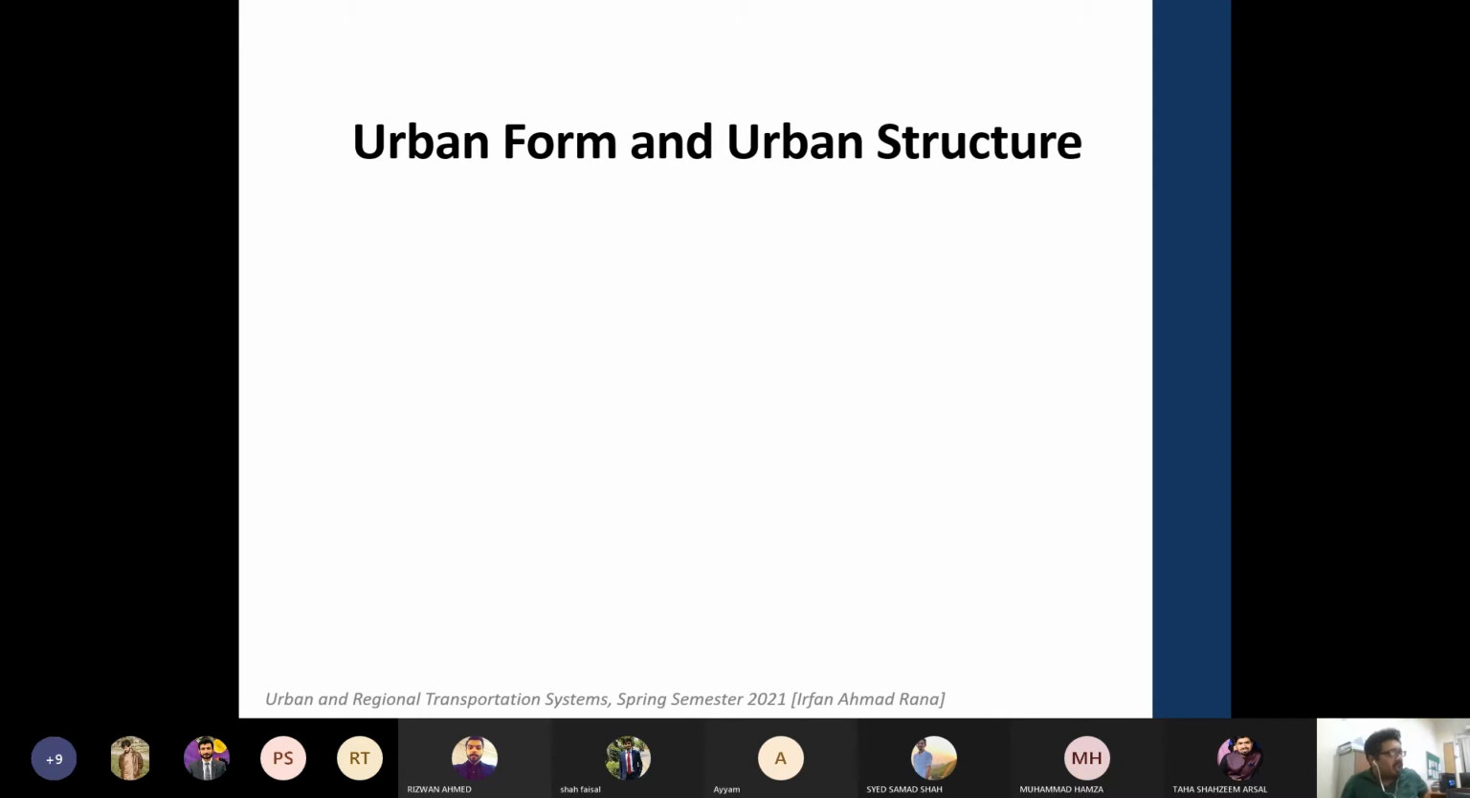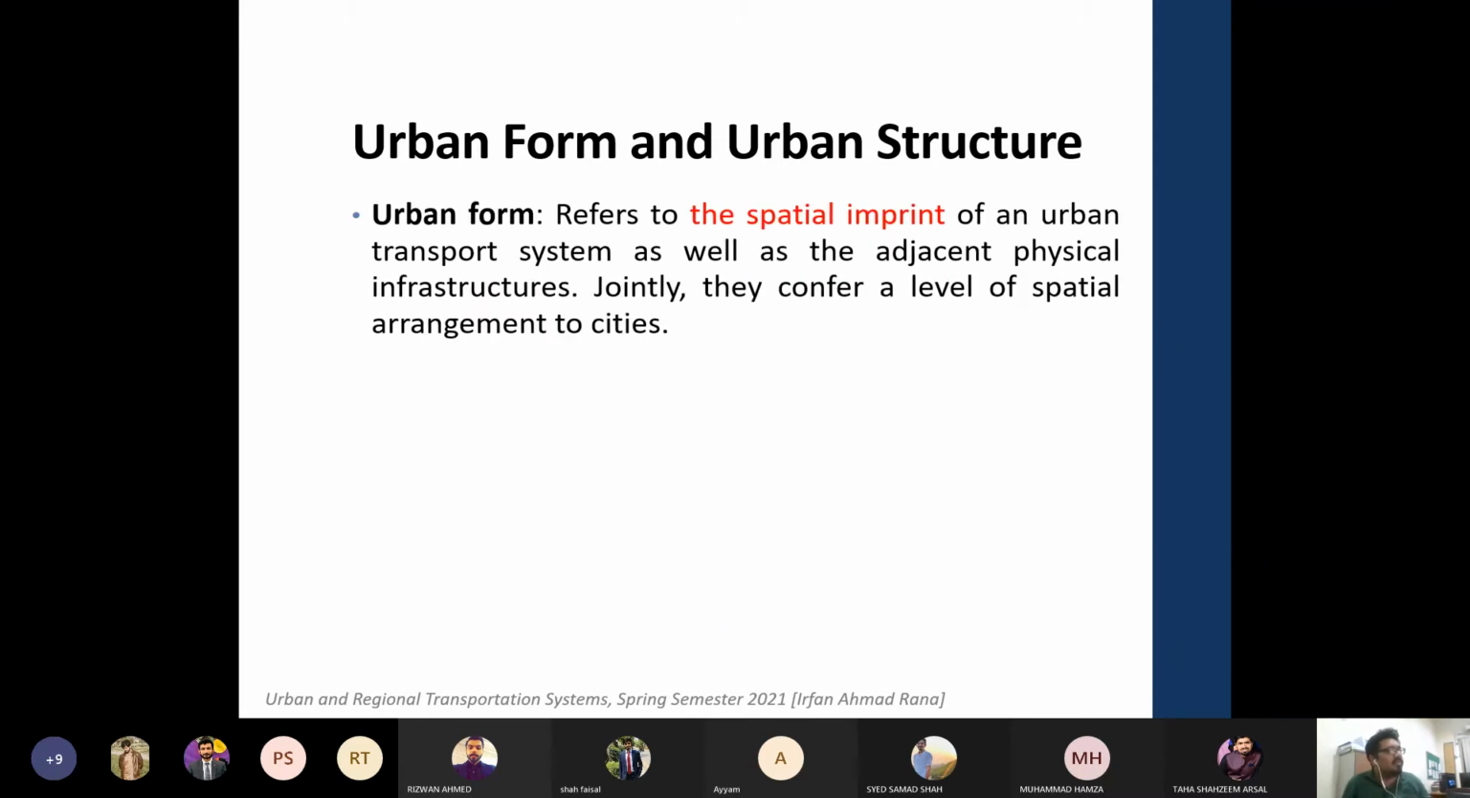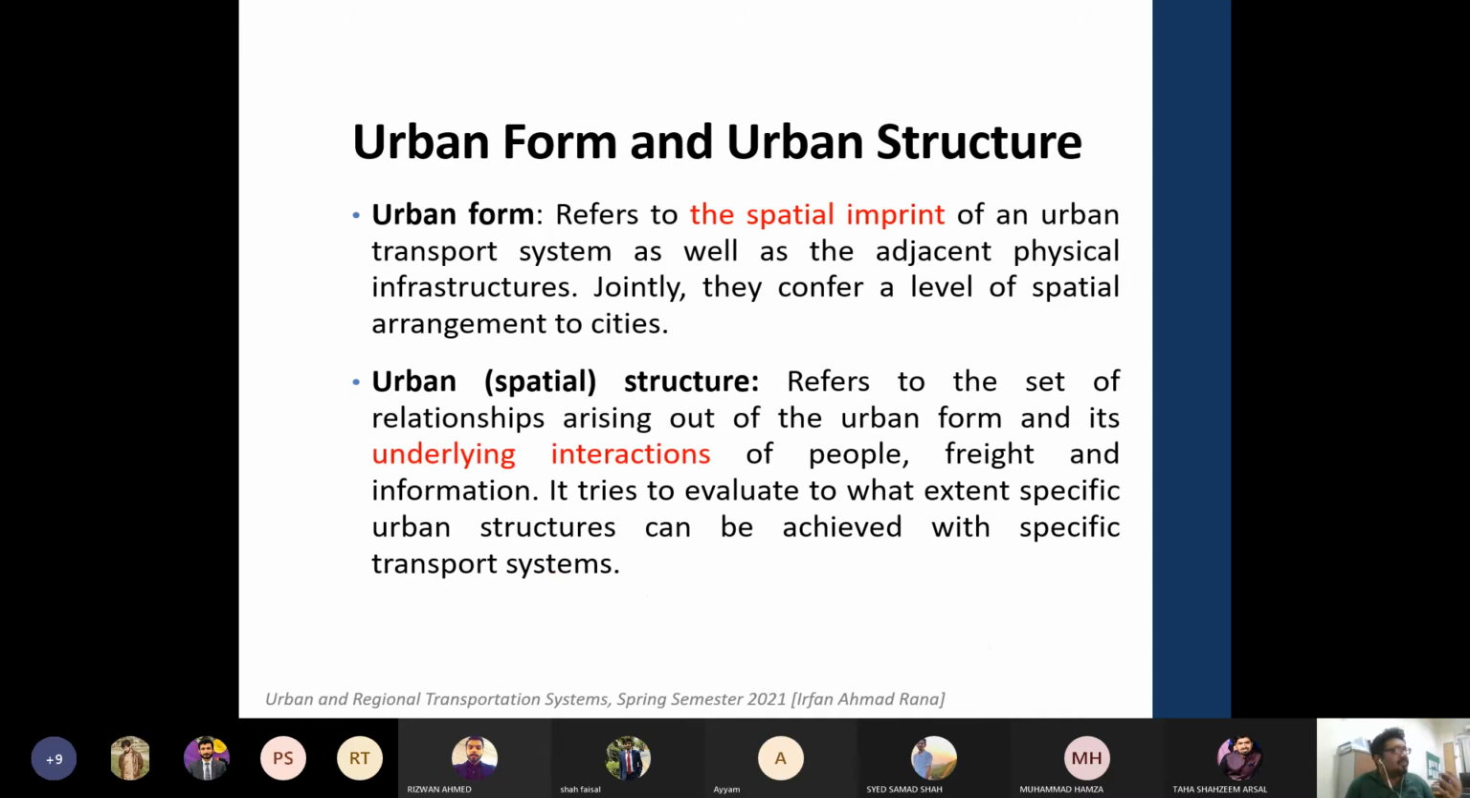So the first part is urban form, in which we will be focusing on what urban form is. Urban form is basically the physical imprint or physical shape of the city, which shows you spatial features, physical features of an area. And then there is urban structure, in which different parts of the city, it might be land use, how they interact with each other, why people travel from one part of the city to another. So how these shapes and sizes of the city interact with each other.